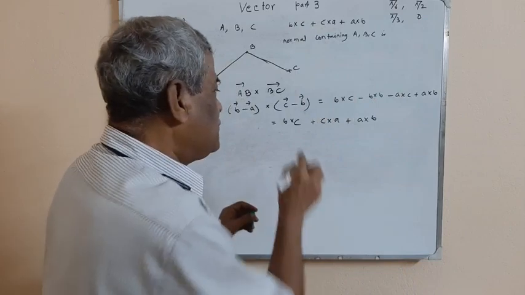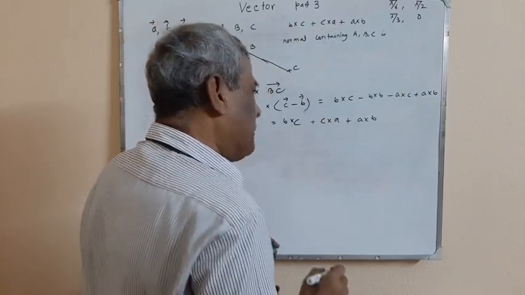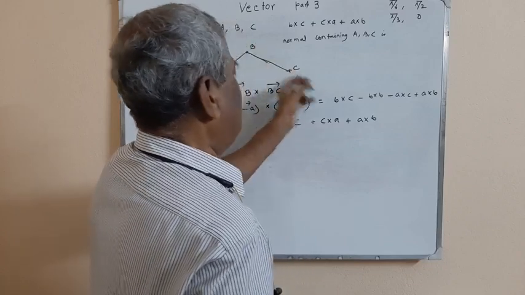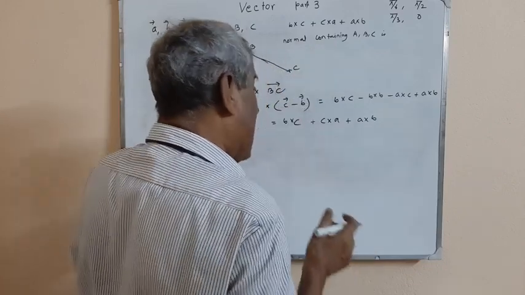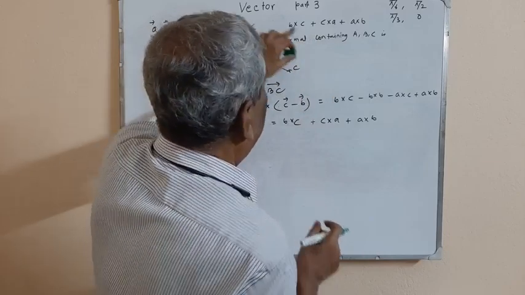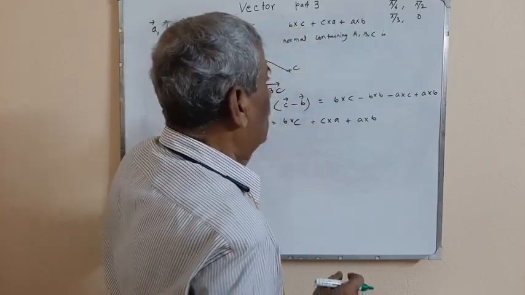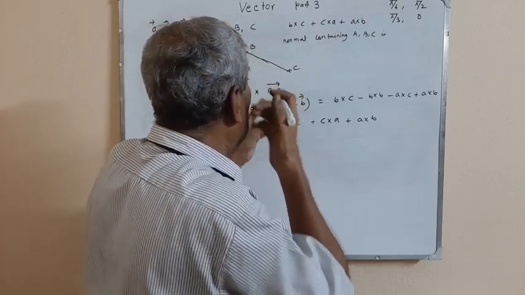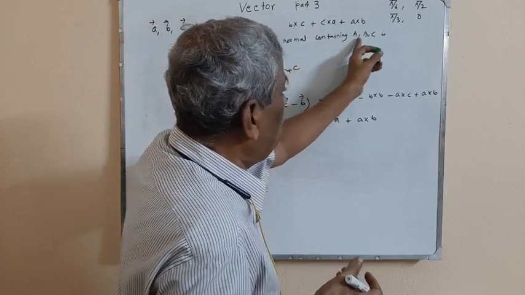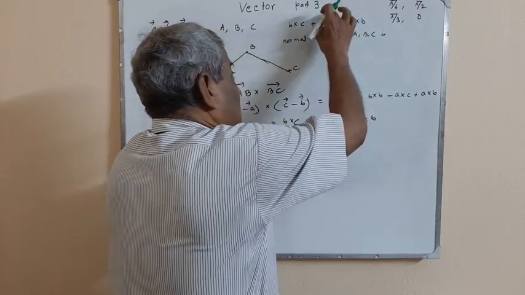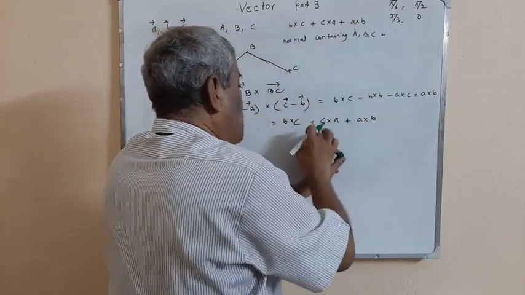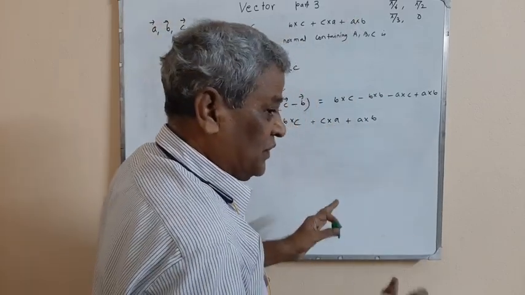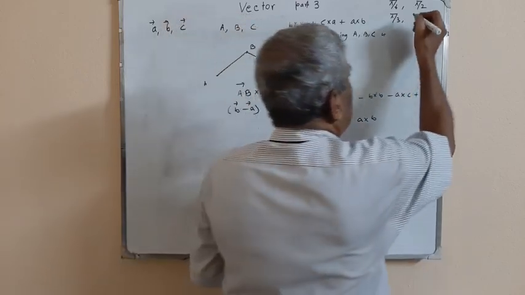This is a vector perpendicular to the plane containing A, B and C, and we have to find the angle between B cross C, C cross A and A cross B with the vector which is normal to the plane containing A, B, C, which is simply this. They are equal, then two are equal vectors. Therefore, their product must be 0. So 0 is the answer.